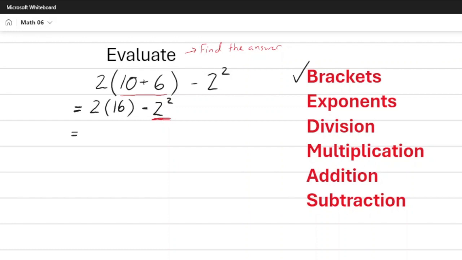All right. So 2, 16, minus, and then 2 squared. 2 times 2 is 4.